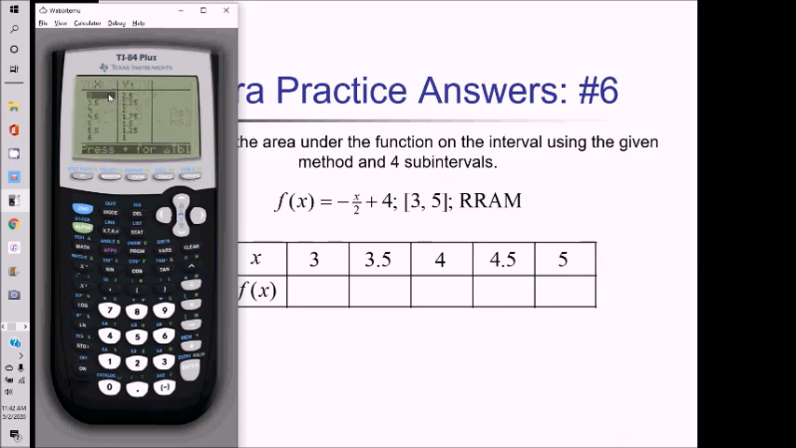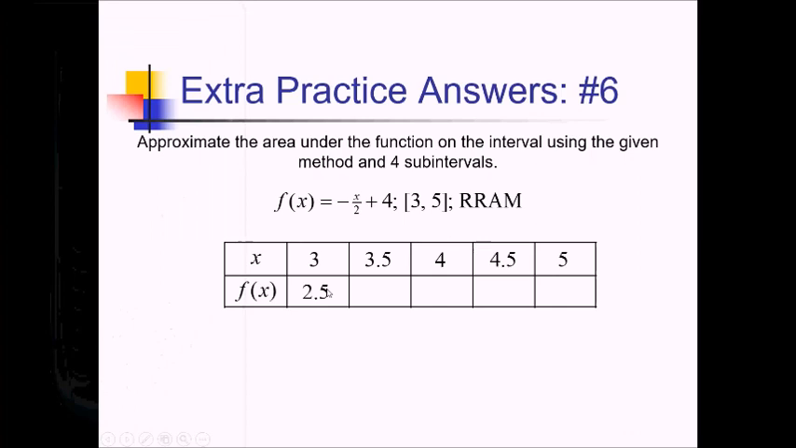So at 3, I have an output of 2.5. Then it's 2.25, 2, 1.75, and 1.5. So going from 2.5 to 1.5, these are just the values from my calculator here. I'm putting them here so we can look at them. All right, so now let me create my rectangle areas.